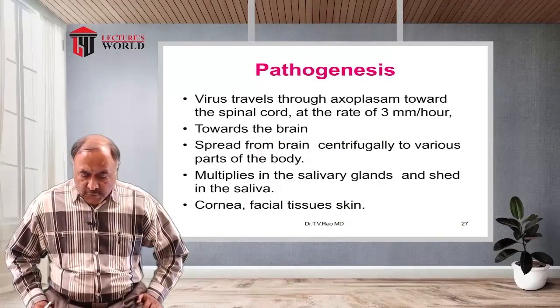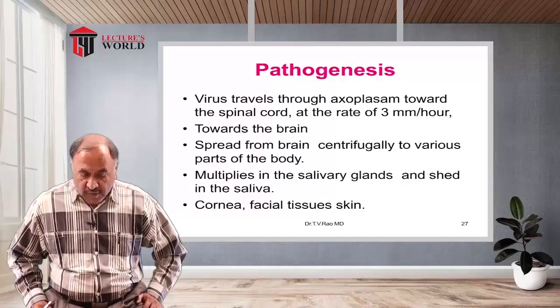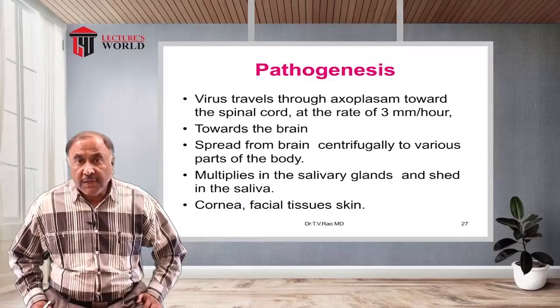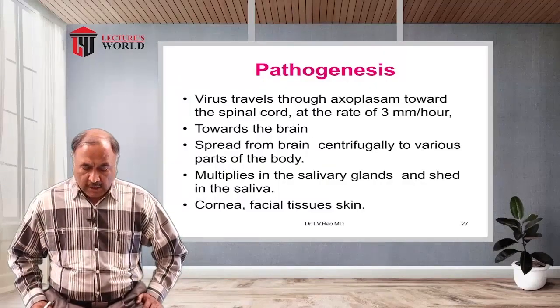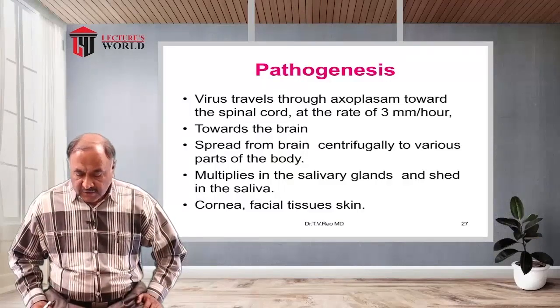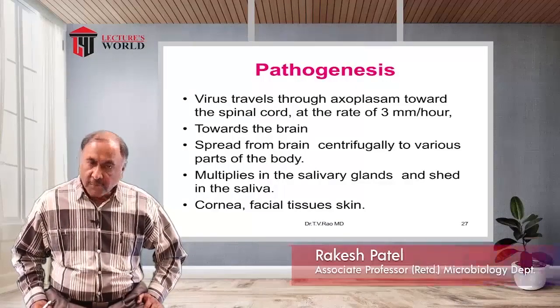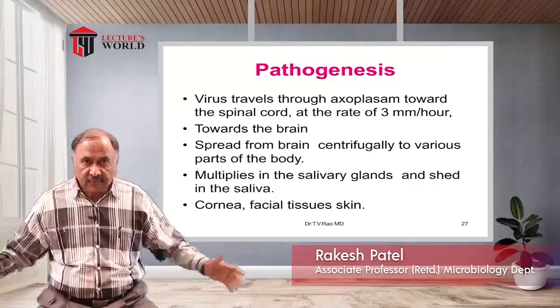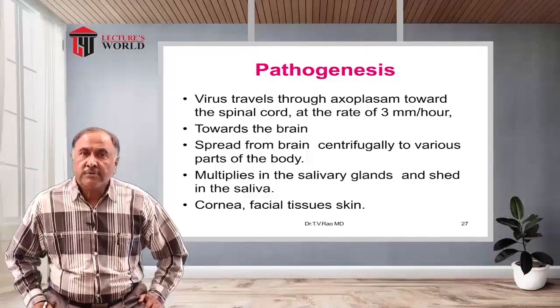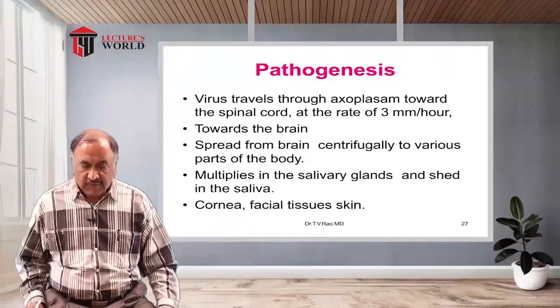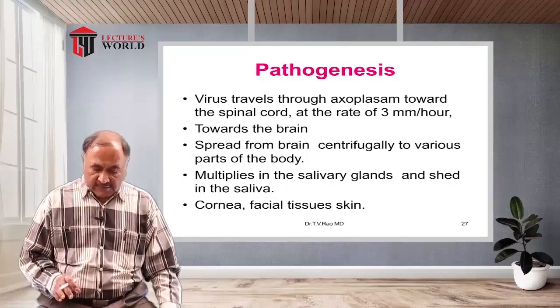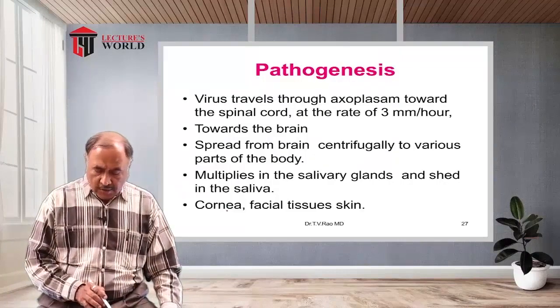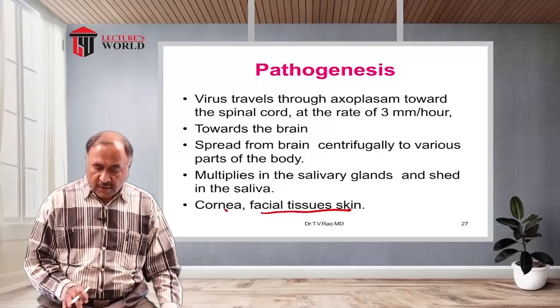Virus travels through axoplasm towards the spinal cord at the rate of 3 millimeters per hour. It spreads from the brain centrifugally to various parts of the body. It means it disseminates from the brain to different parts of the body. It multiplies in salivary glands and it is shed in saliva. Corneal, that is the eyes, facial tissues such as skin and other things, are also infected.